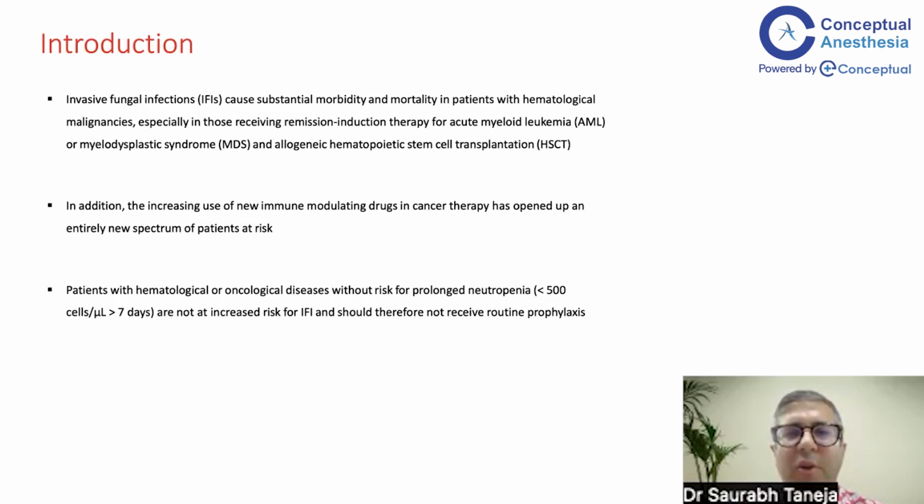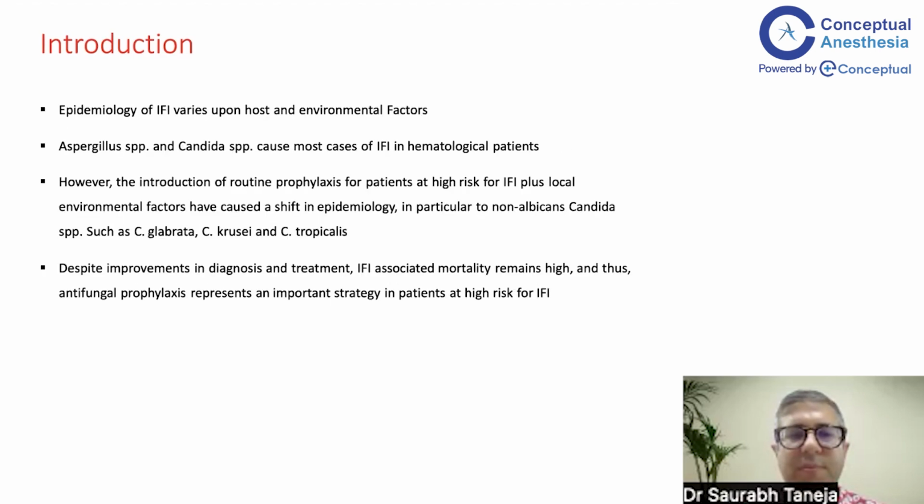When the patient has prolonged neutropenia, they are at risk for fungal infections. But when they do not have prolonged neutropenia, they are not at that much risk, so they should not get routine prophylaxis. Prolonged means more than 7 days, and neutropenia means less than 500 cells per microliter. So we should know the definition of prolonged neutropenia. The epidemiology of invasive fungal infection varies with the host and environmental factors. Usually we've seen Aspergillus and Candida cause most of the invasive fungal infections in hematological patients. Most of the studies have been done in this subset of patients, which is why most of the data is from this group.